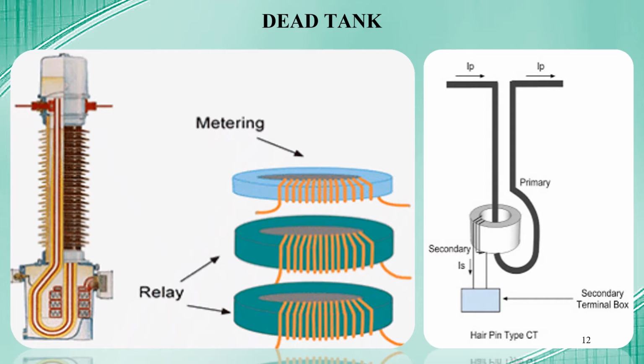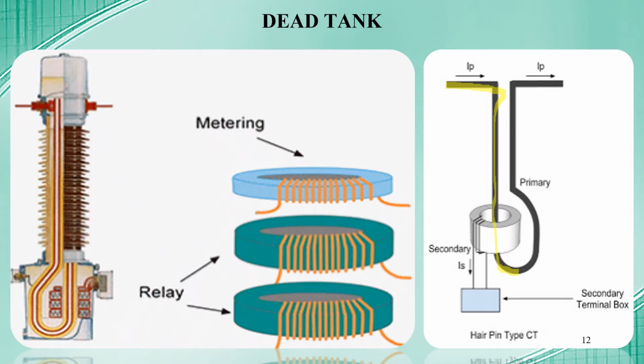There are two types of CT, the dead tank and the live tank. In dead tank CT, the primary conductor, as shown on the right side of the figure, has a hairpin type structure. See, these have a hairpin type structure, so it's also called a hairpin type CT.